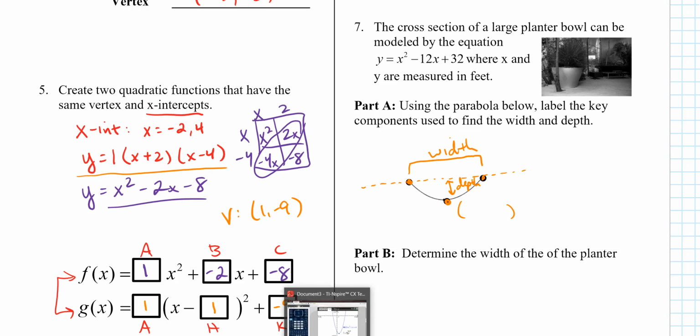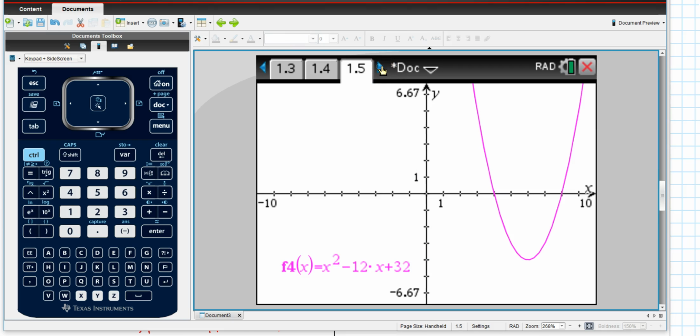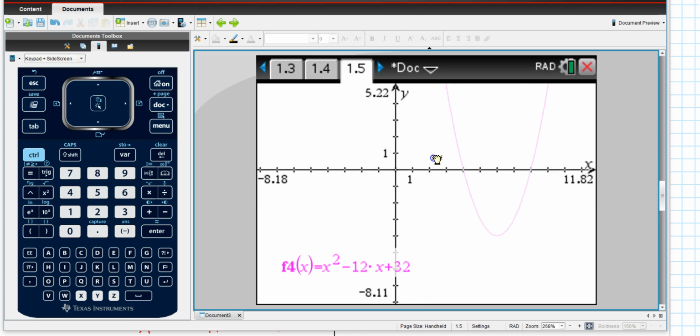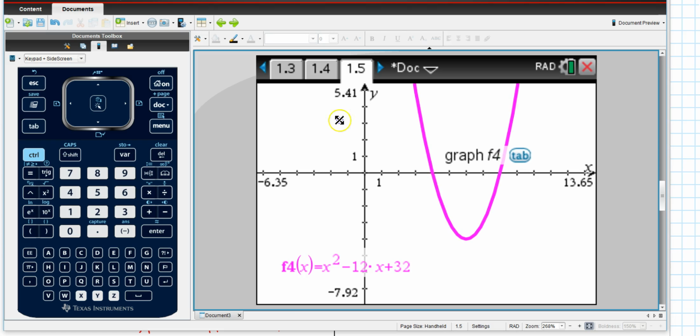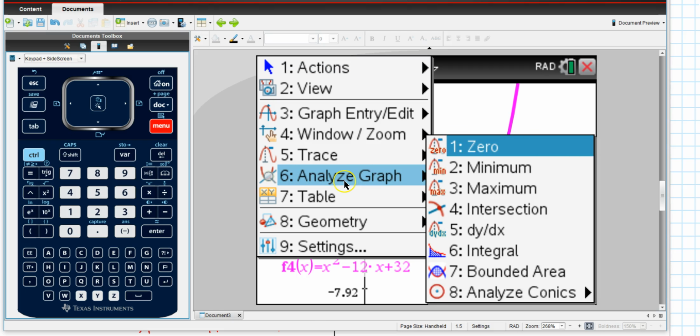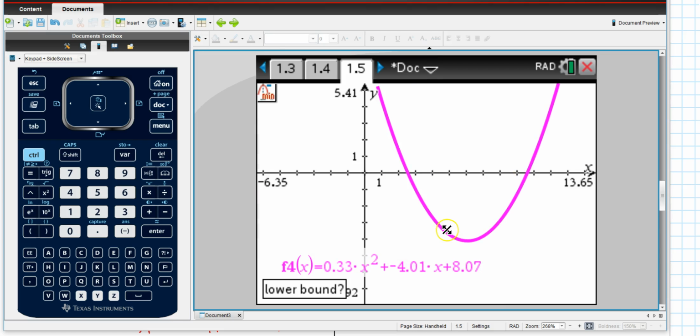So if we go to a graph, there's my function, x squared minus 12x plus 32. I have my bowl is basically just this little section right here. So I'm going to go to menu, analyze graph. I have a minimum again.